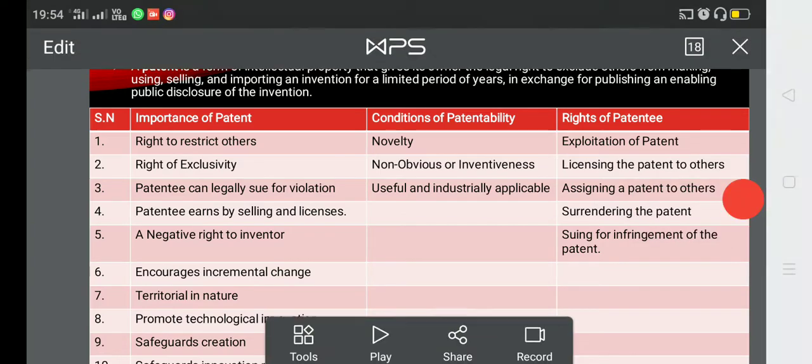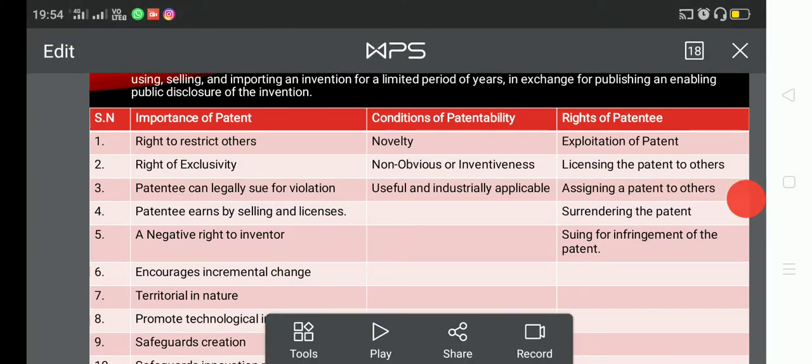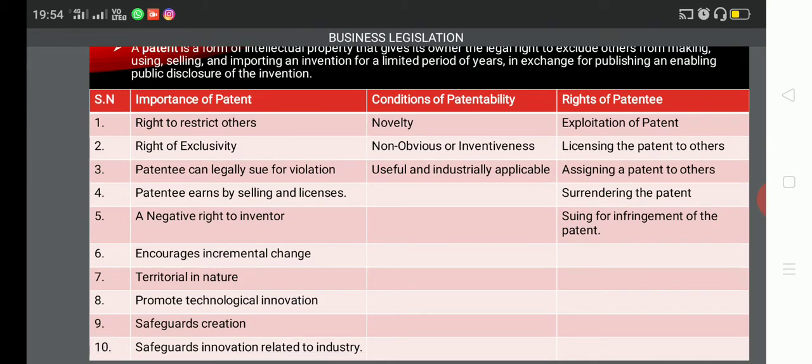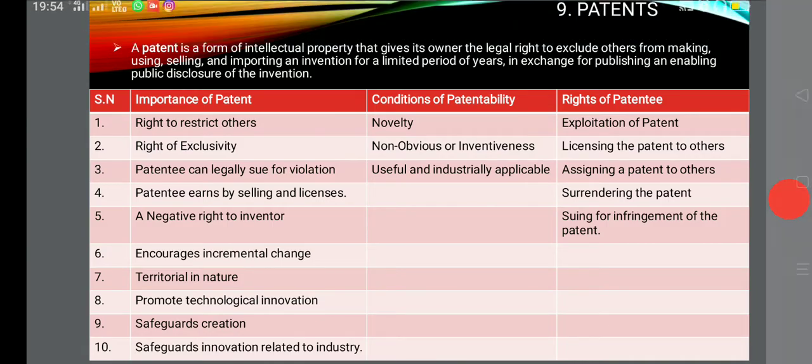Only then will it be recognized as a patent. Now, the rights of the patentee: exploitation of the patent, he can exploit his patent. Licensing the patent to others, you can license your patent to others. Assigning a patent to others, you can assign your patent to others. Surrendering the patent, you can surrender your patent. Then suing for infringement, you can sue anyone for infringement of the patent if it happens.